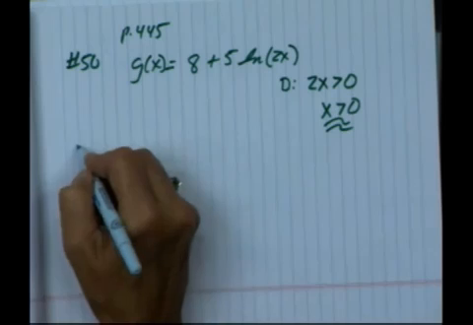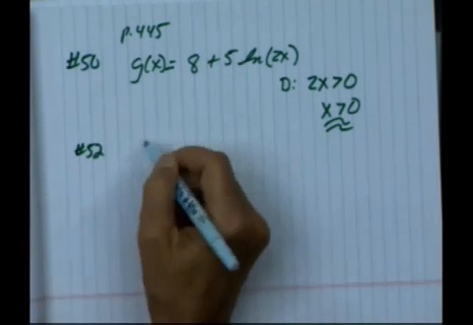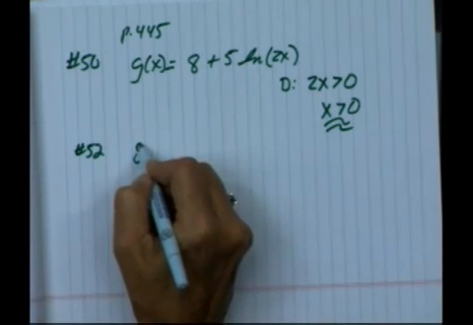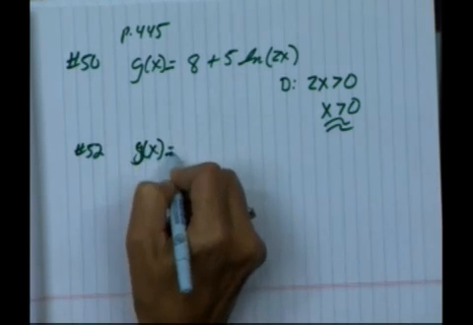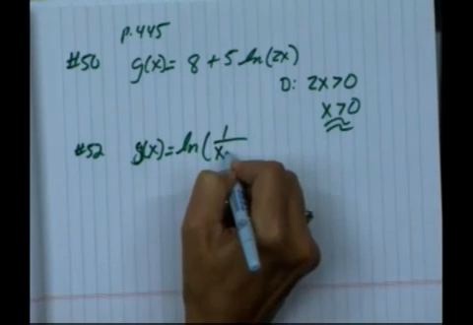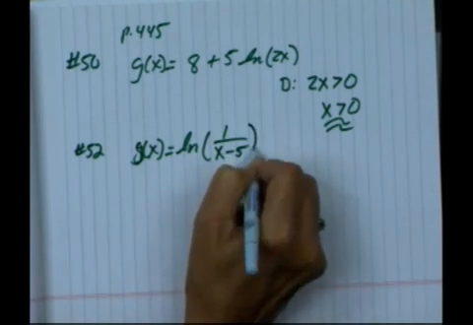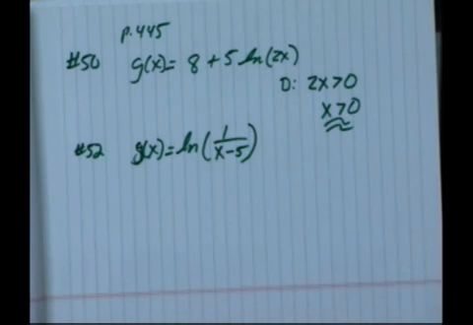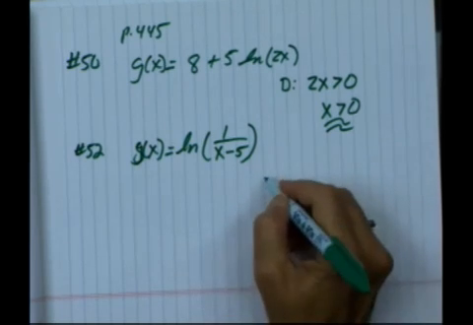Okay, let's look at number 52. Probably doing some of the WebAssign questions for you. G of x equals the natural log of 1 over x minus 5. Natural log of 1 over x minus 5. How are you going to start out looking at that domain?